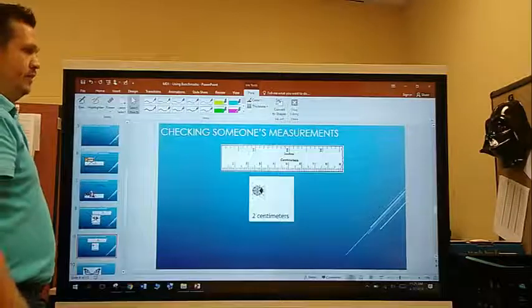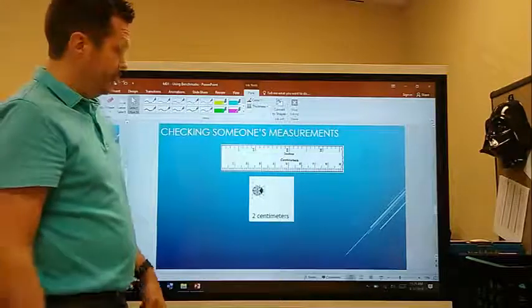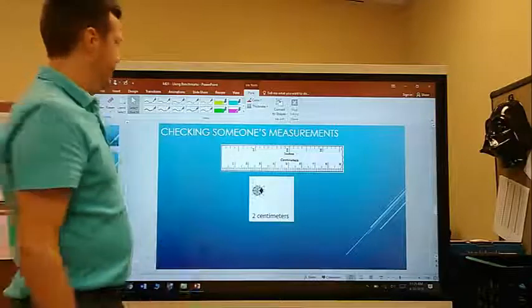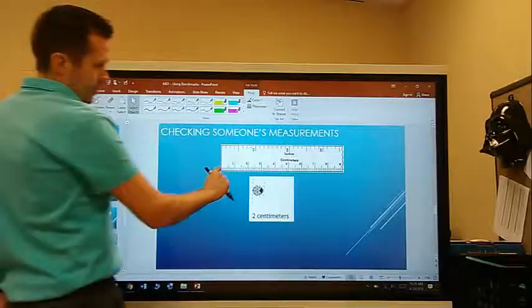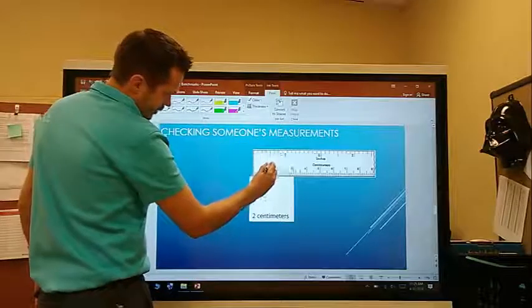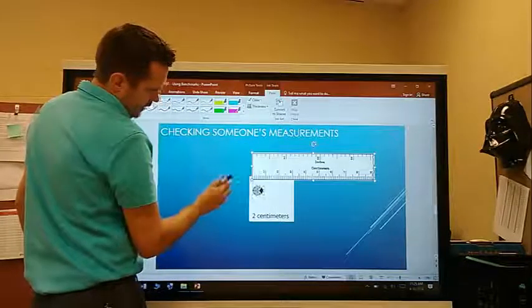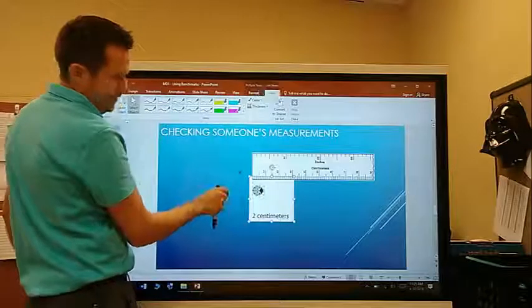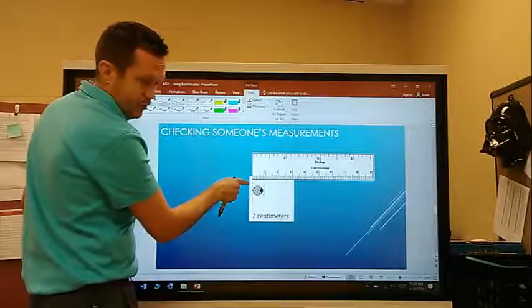Let's check another one of my friends. My friend measured this ladybug, and he said that it was 2 centimeters. So let's go ahead and check his work. We're going to use the centimeter side again. I'm going to pick that ruler up. I'm going to slide it down where it needs to be. I can see right there, I'm lined up with the 0 line. Got to line up with the 0 line.